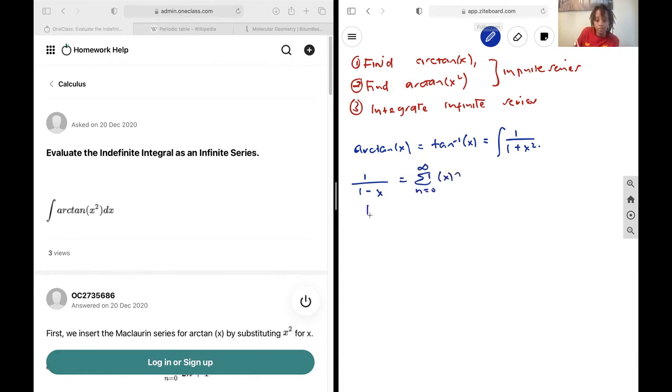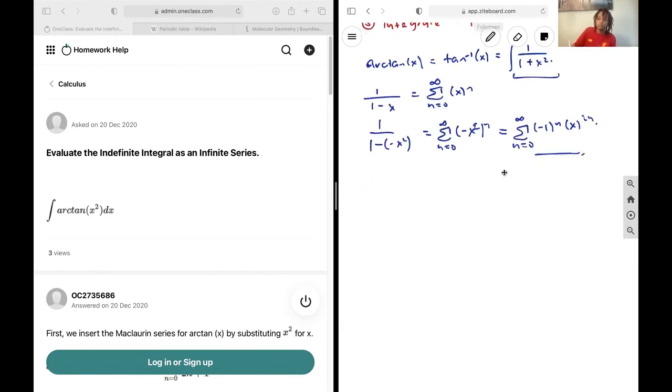So what that means is 1 over 1 minus negative x squared is going to be the infinite series of negative x squared to the power of n, because that is what we're putting in to find the infinite series for inverse tan. That's the first step. We can pull out the negative 1. So negative 1 to the n, x to the power of 2n, and that's going to be what this is equal to.